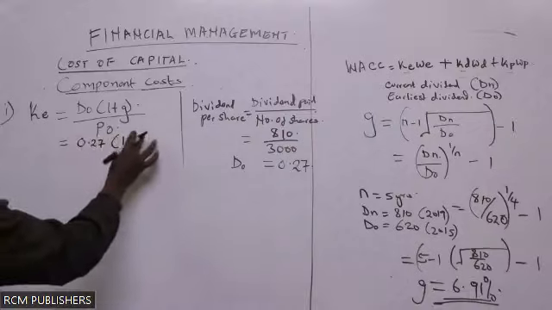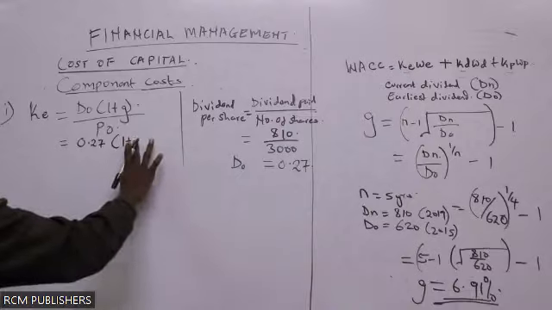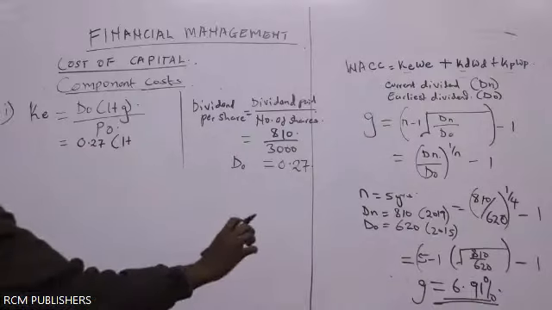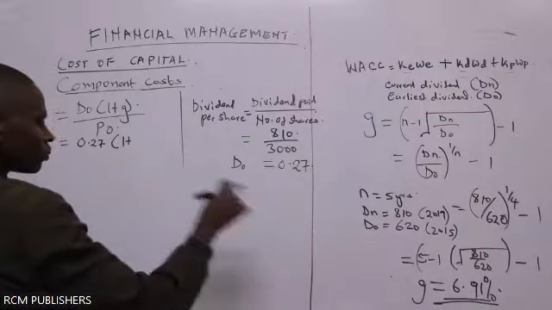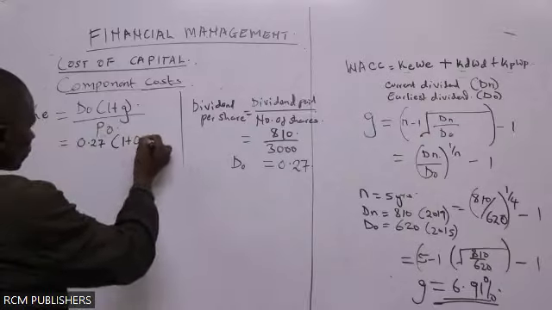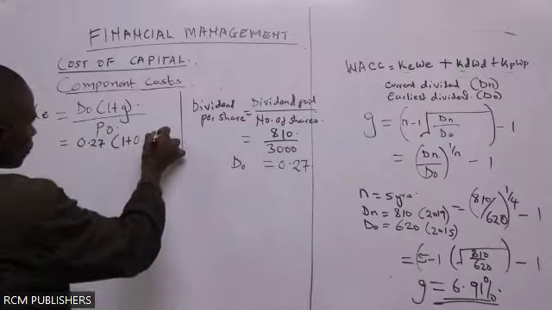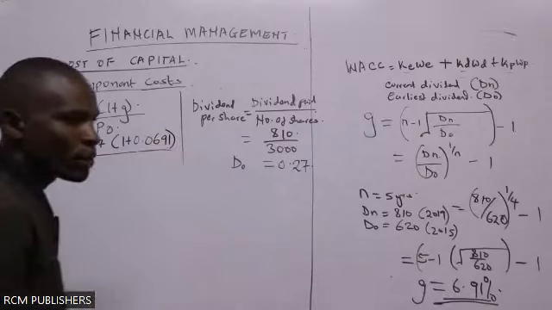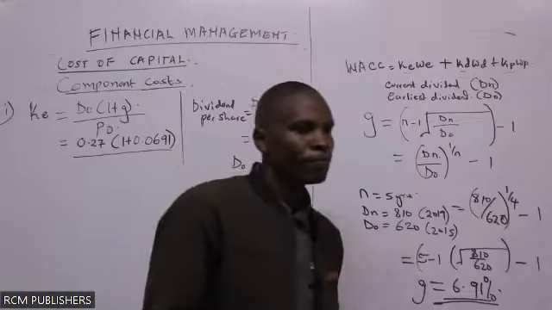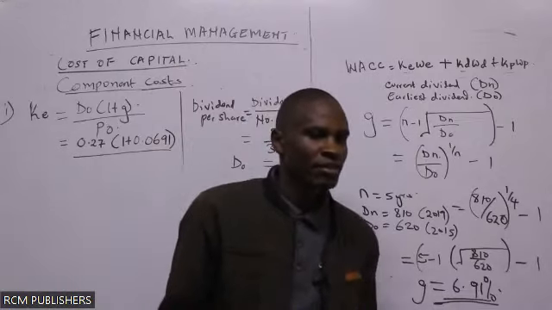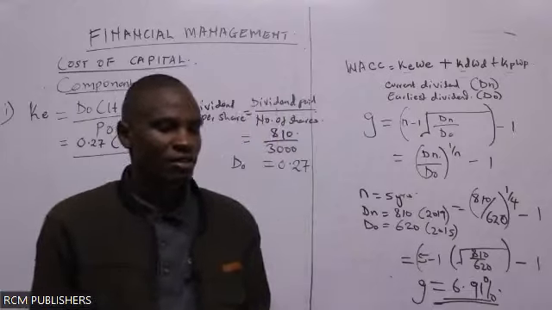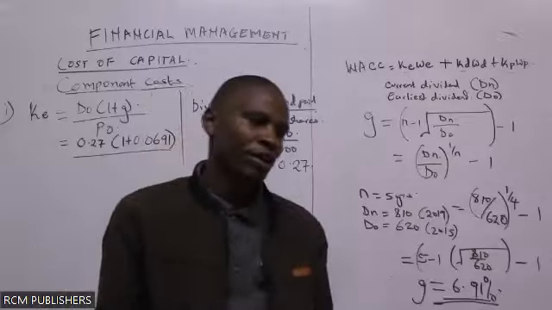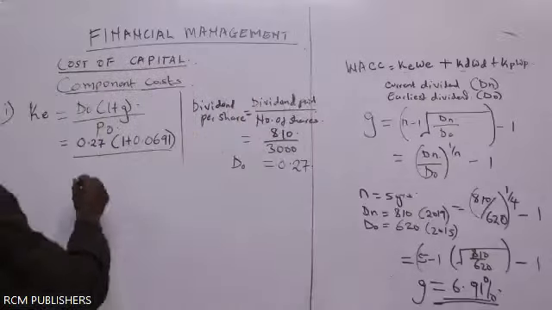0.27 over PO, plus G. What is my G? Let me put it into decimal, 0.0691, and then I divide by what is our PO? What is our market price of ordinary share? Our market price, somebody had given us earlier. Remind us very fast. Market price 3. Thank you very much. We are given in additional information 1.